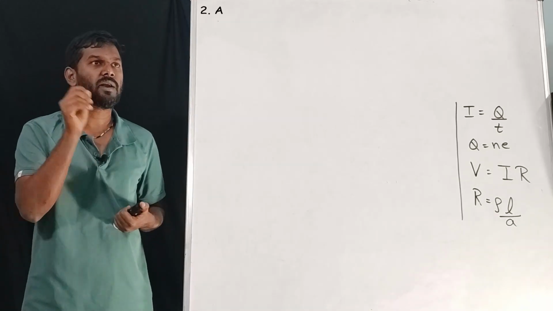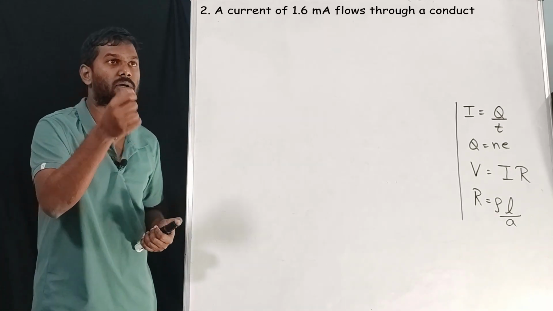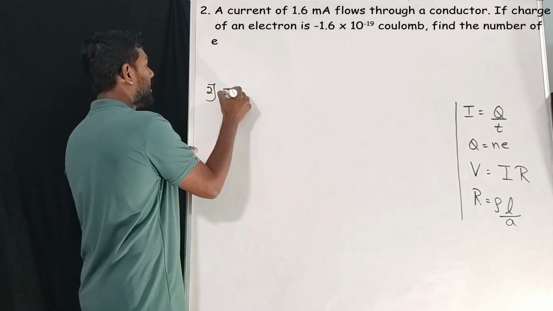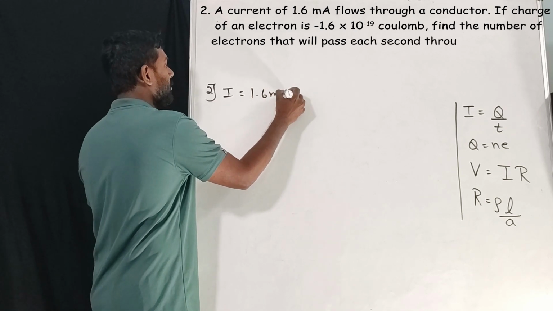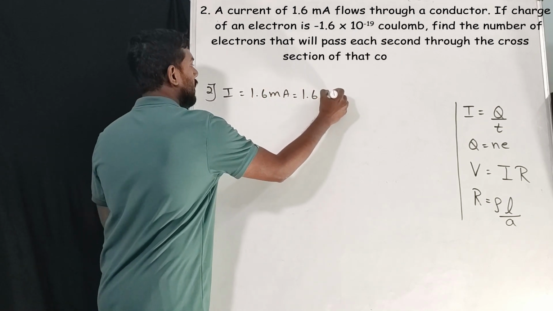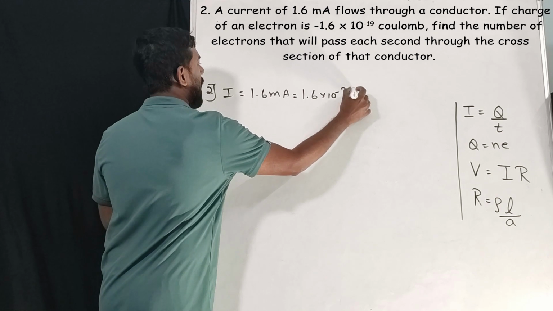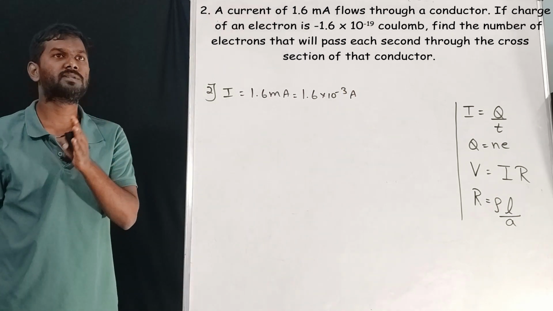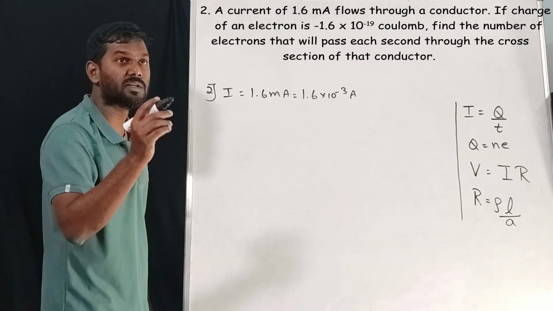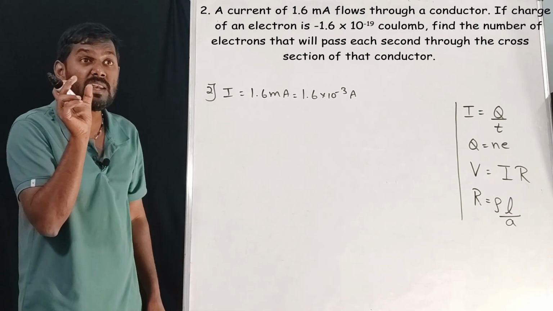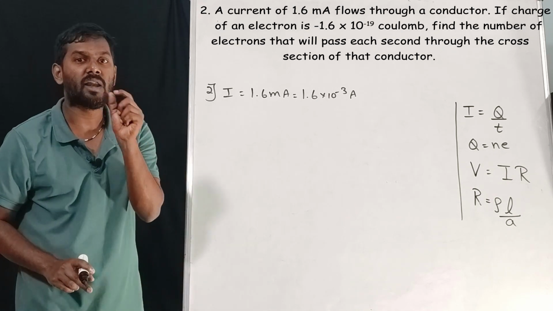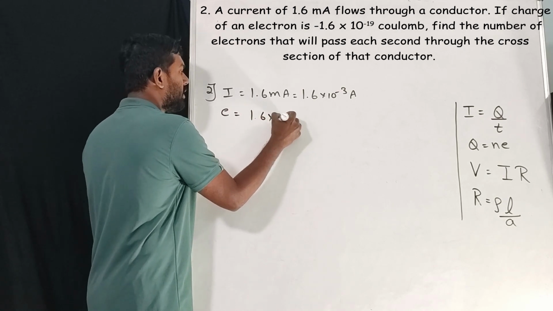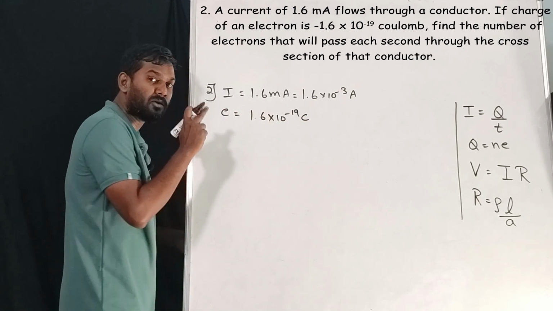Our second question: a current of 1.6 milliamperes flows through a conductor. They have given the current value, that is 1.6 milliampere, which is milli, 10 power minus 3 amperes. Next, the charge of an electron is 1.6 into 10 power minus 19 coulomb. Listen, the charge of one electron is given, that is 1.6 into 10 power minus 19 coulomb.